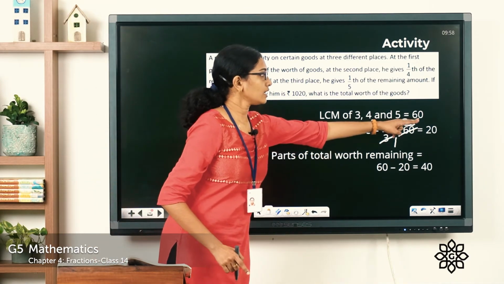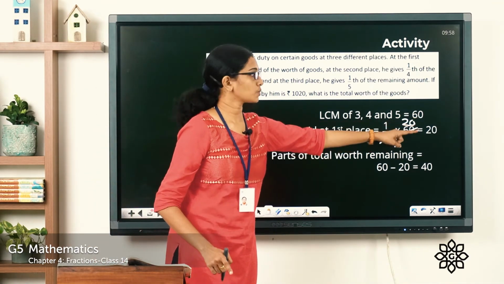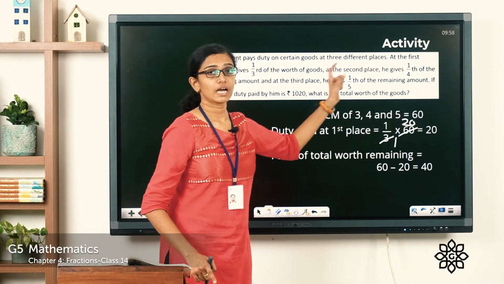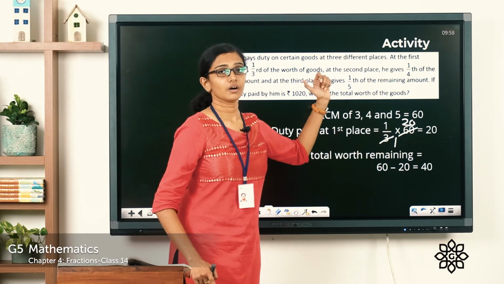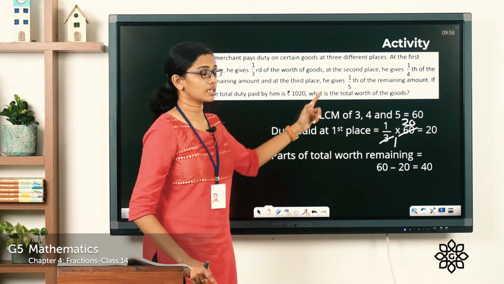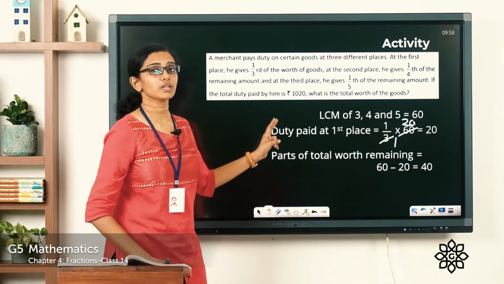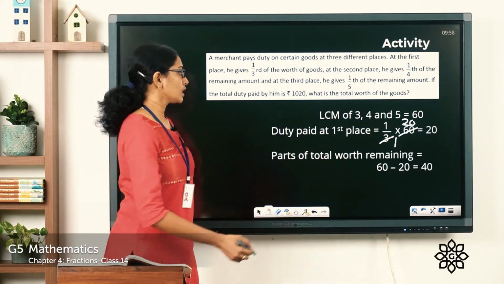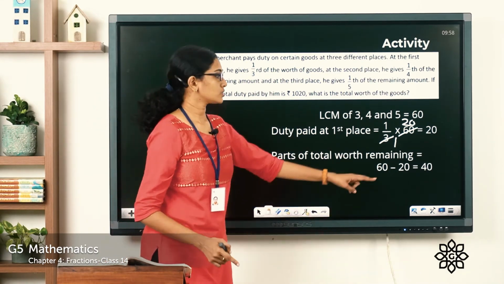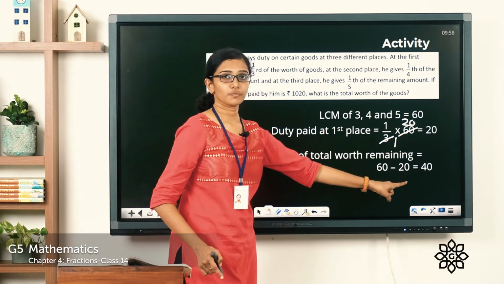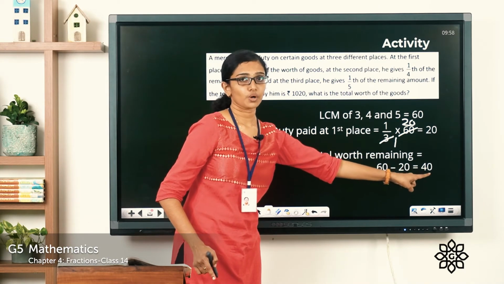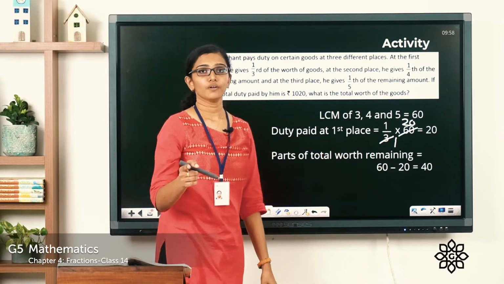Now the parts of the total worth remaining. So here we have considered the total worth was divided into 60 equal parts. At the first place, 1/3 of 60, 20 parts were given as duty. Now how much is remaining? How many total parts is remaining? How would we find out? The total number of parts was 60 and we paid 20 out of it. So the parts of total worth remaining is equal to 40.